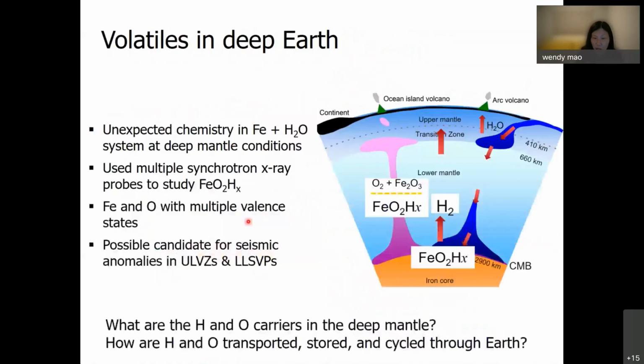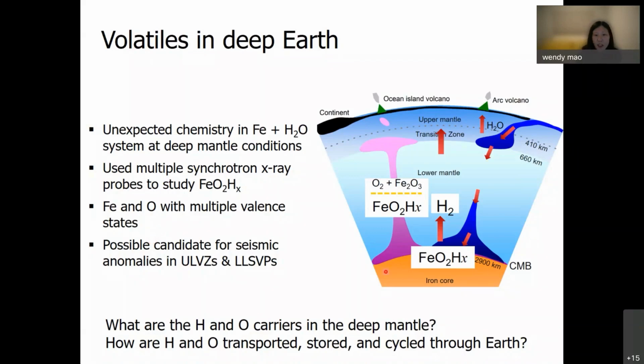So to quickly sum up this study, we found unexpected chemistry in the iron plus water system at deep mantle conditions. We used a battery of synchrotron X-ray probes to study this new material. What's really interesting is that iron is well known to have multiple valence states, 2+ and 3+, and of course iron metal in the core, but oxygen can actually have multiple valence states too, -1 and -2 in the mantle. And these are also possible candidates for explaining some of the interesting seismic anomalies at the base of the mantle.